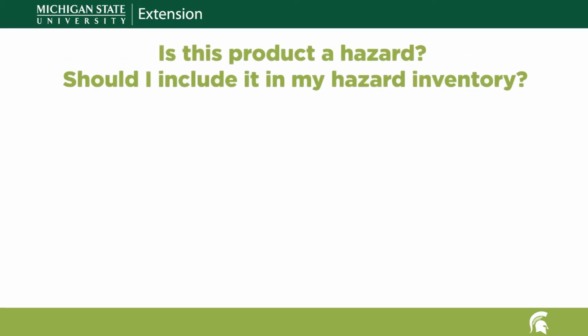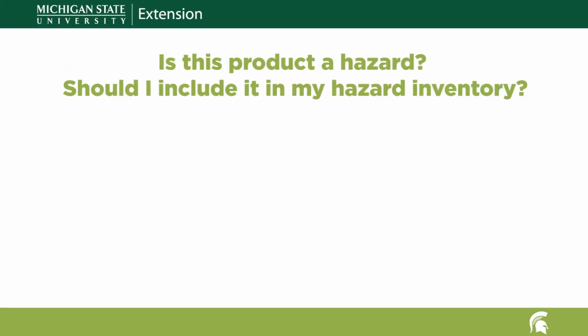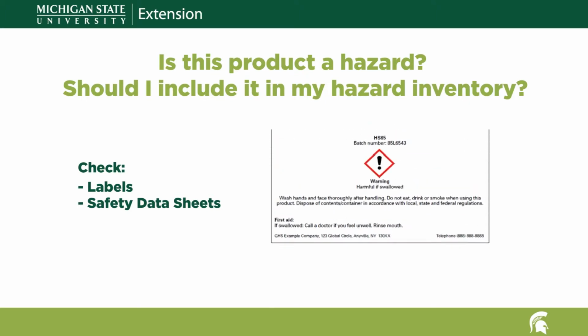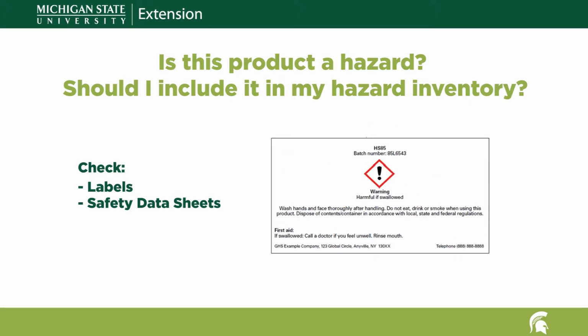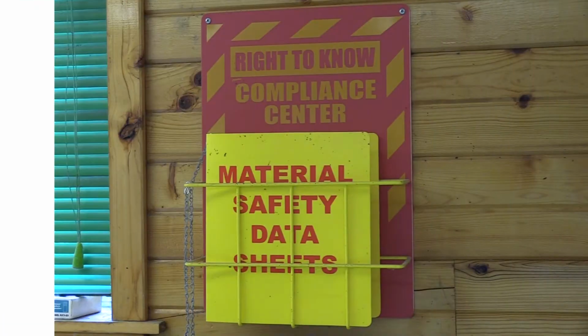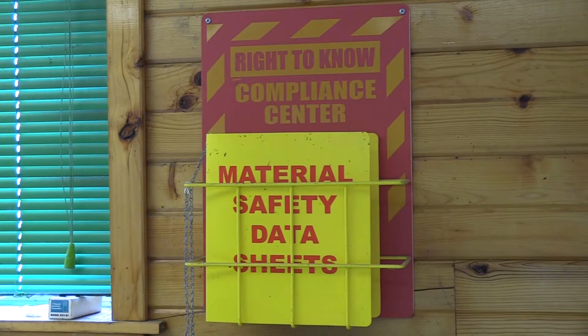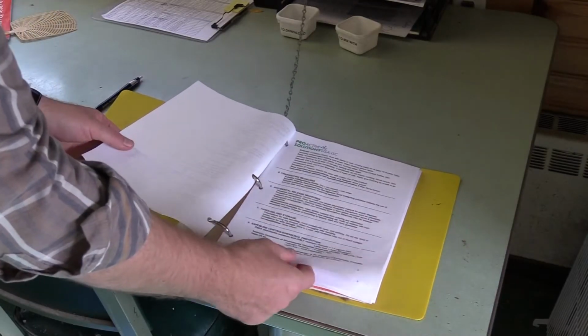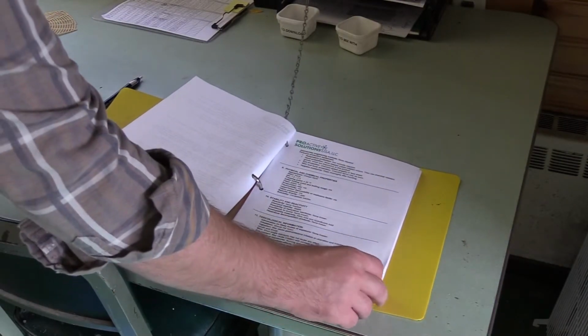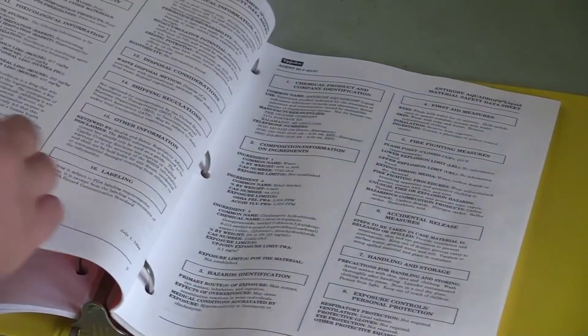When considering whether or not to include a chemical product in your inventory of hazards, it can be helpful to examine the product's labels and safety data sheets. If the chemical manufacturer or importer has evaluated the chemical and classified it as hazardous, they are required to communicate that to you. In fact, you'll need to have this information, the safety data sheets and labels, on hand as part of your HazCom plan. See the other videos in this series on safety data sheets and labels to learn more about their interpretation and requirements.